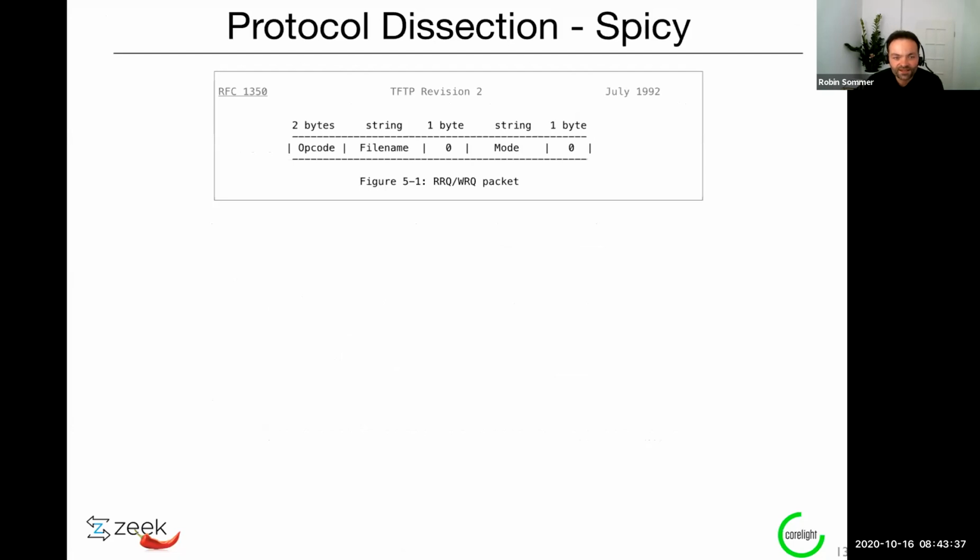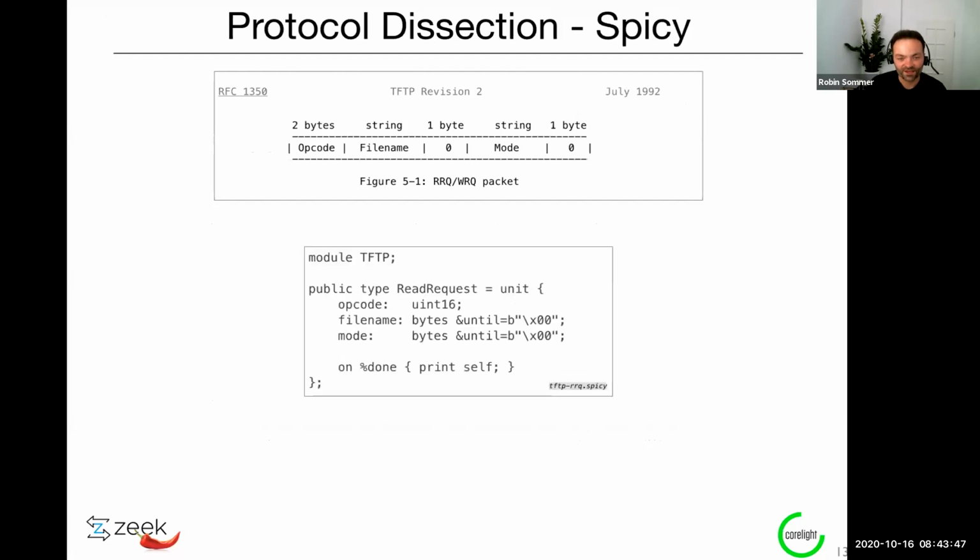So let me show you an example. Back to the TFTP protocol, and that's the reason why I took this, because it's actually something that I can show end to end. So this is the spec. This is a little piece of Spicy code for parsing a TFTP read request, and you define a type. You lay out the fields. It's a 2-byte opcode, and then it's 2 strings terminated by null bytes.